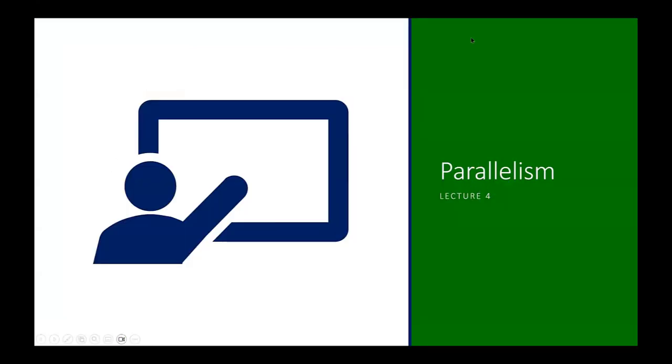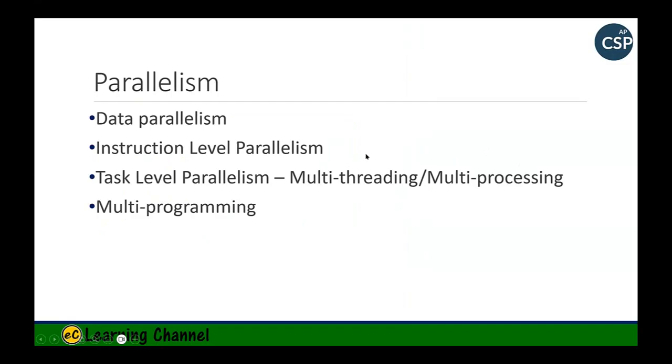And then after that, you need to know about parallelism. The AP CSP exam tests more on parallelism. This section is more tested because it's easier. Usually they tell you to count how many seconds a task can be finished in. So you need to know what is data parallelism, what is instruction level parallelism, what is task level parallelism, what is multi-programming. When we talk about parallelism, these are different parallelisms.